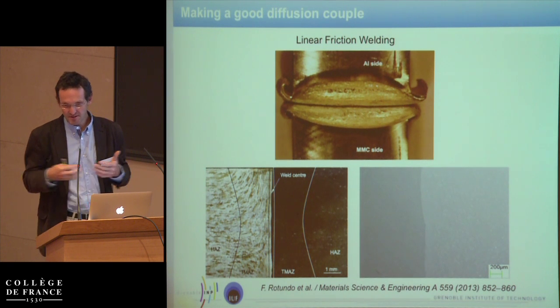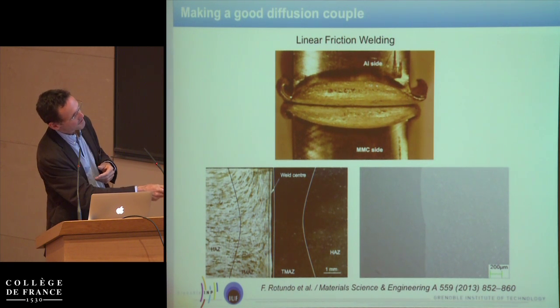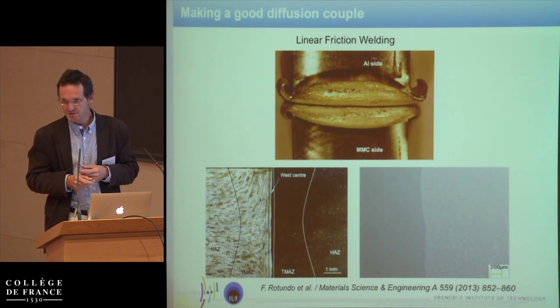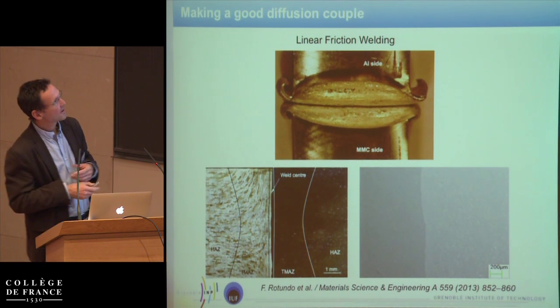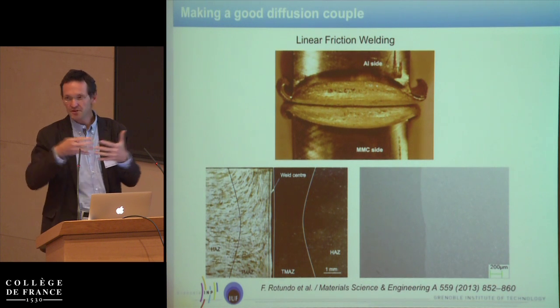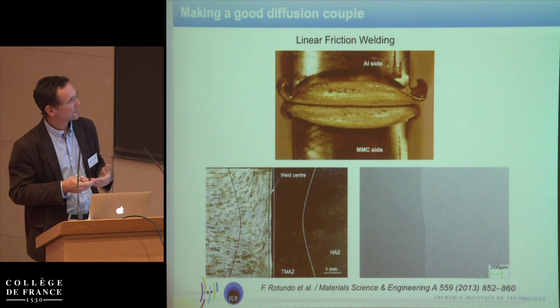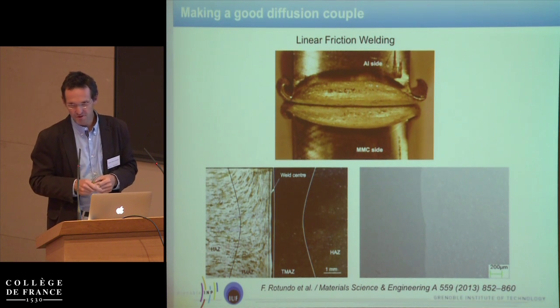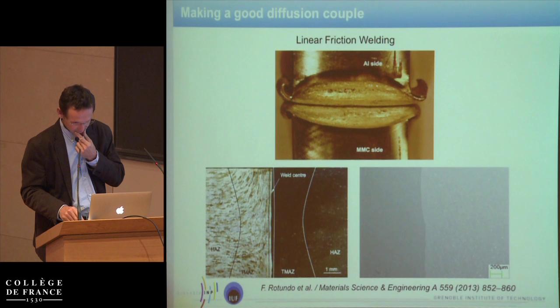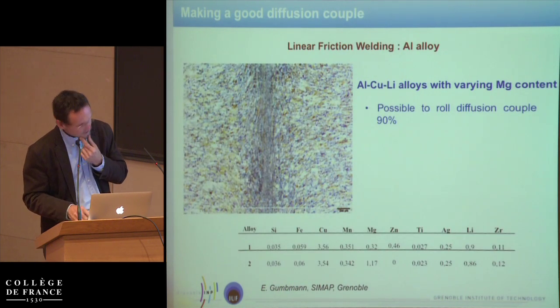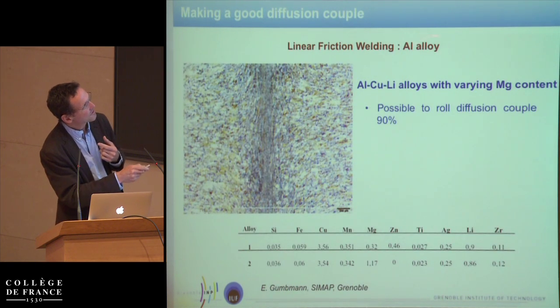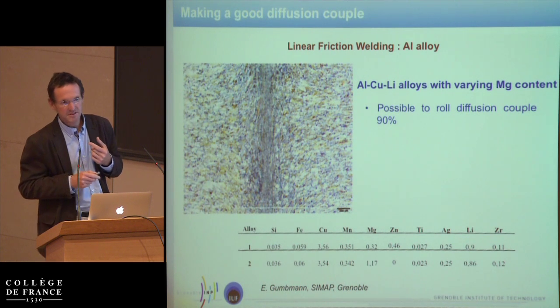You have no oxide left at the interface, and on either side you have two alloys of different compositions. Here it was an aluminum alloy and aluminum with a metallic matrix composite on the other side. So basically you have your two metals bonded with a metallic bond in between in the solid state, which is very good, I think, for studying diffusion couples. We've actually done that on some aluminum-copper-lithium alloys for aerospace applications.